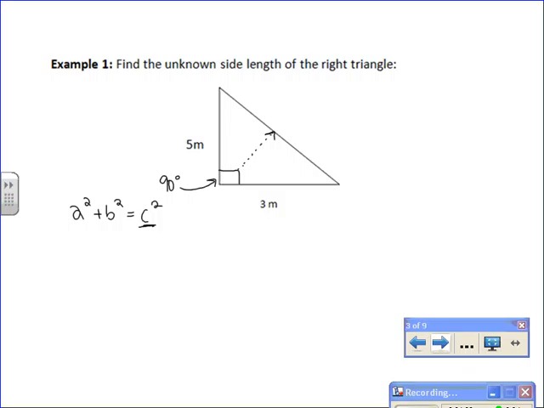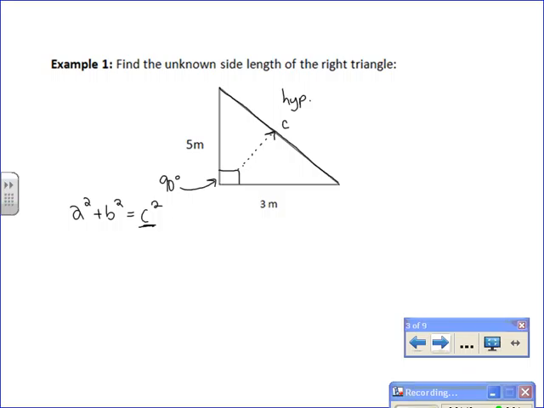This side length right here is my hypotenuse. So I'm going to go ahead and call that C, because that's what I need to use in my formula. That's going to be C, the hypotenuse right there. So in this case, I'm actually looking for the hypotenuse.